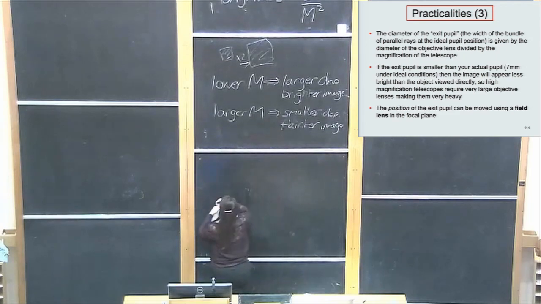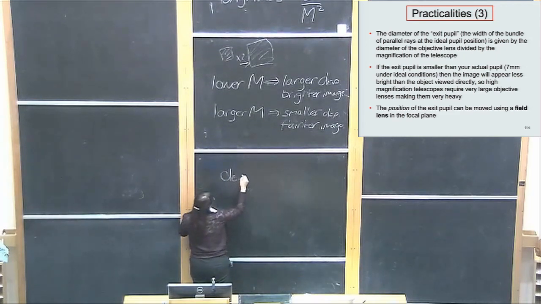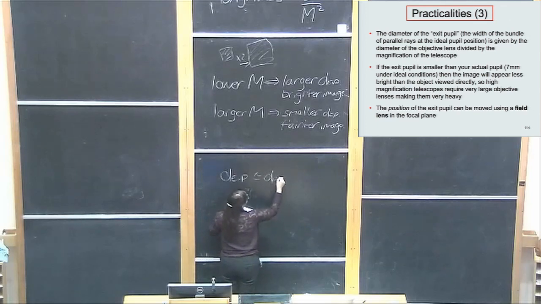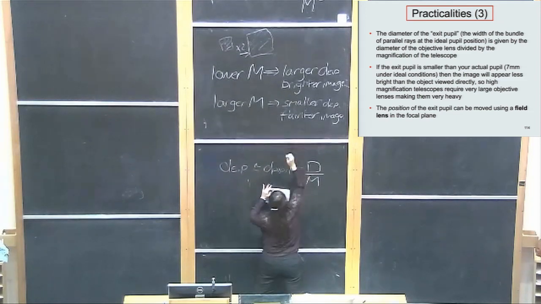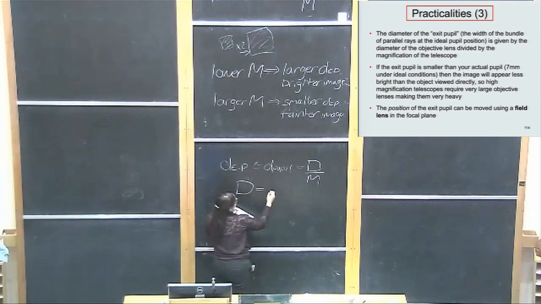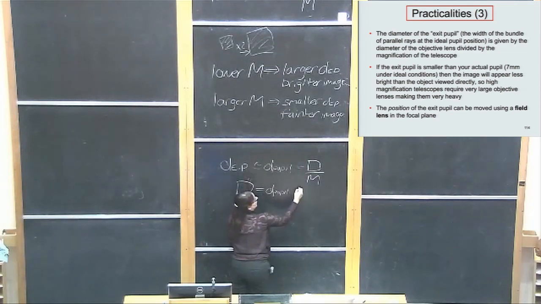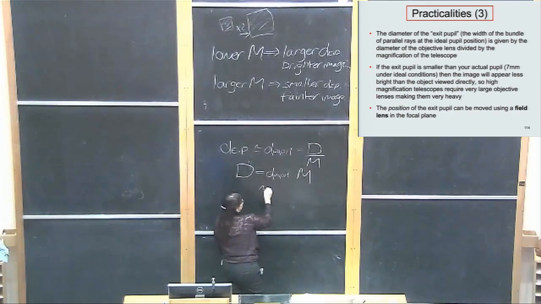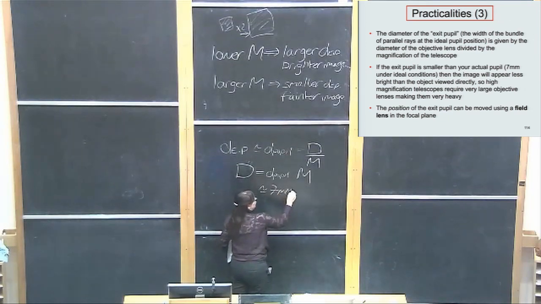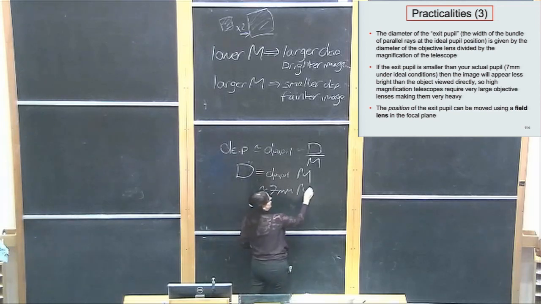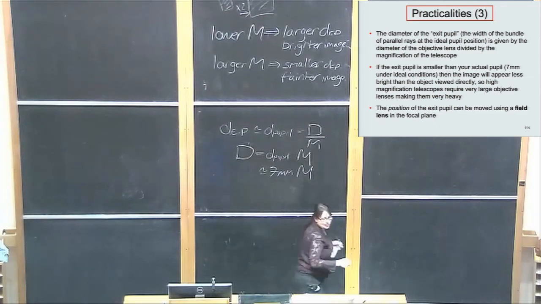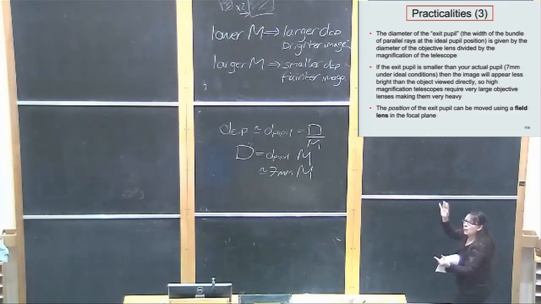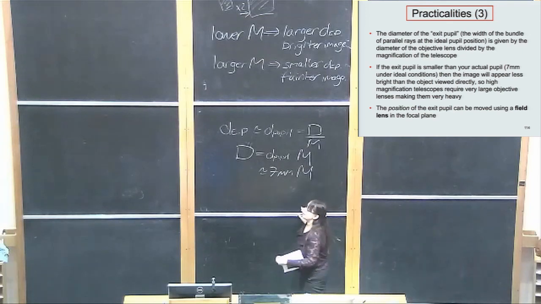In practice, you want the exit pupil roughly the same as the diameter of your eye pupil, which is given by D over M. So what diameter do you want for your objective? Traditionally, it seems a little optimistic that most of our pupils are dilated to 7 millimeters, but that's the value that's taken. You must be in very dark conditions and probably quite young to have that. But somewhere between 5 and 7 millimeters is typical in very dark conditions.